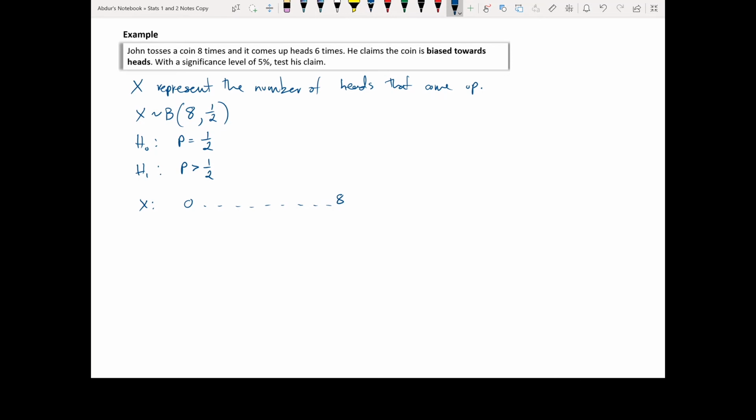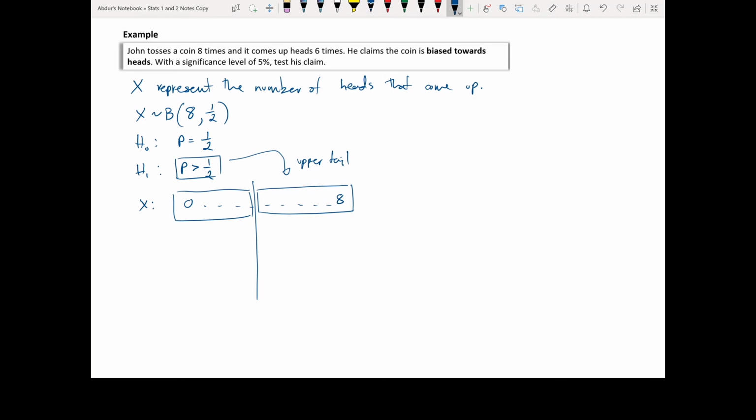Now, since we are testing if the coin is biased towards head, we are looking at probability being greater than a half. That means we are looking at the upper tail. If it was less than a half, we would be looking at the lower tail. So we're looking at 8 down to a particular number. So we're looking at this here. This is my upper tail, and the lower tail would be on the left hand side.